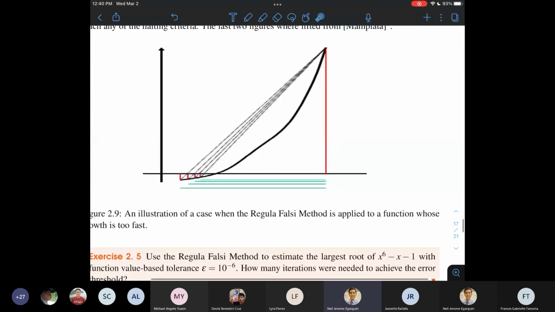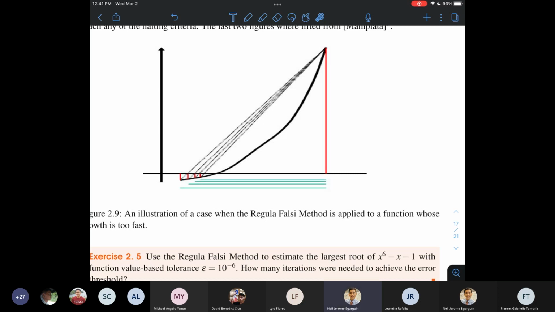Pero if there's a steep change in the function value, there's a large fluctuation, okay? Tapos this is in the direction of the convergence of your estimates. Masyado pa siyang mabagal bago makarating dito sa actual root. So it might take forever for this method to converge. So that's the thing. Even though we said we are hoping that the Regula Falsi method will accelerate the convergence of our routine compared to the bisection method, hindi siya guaranteed.